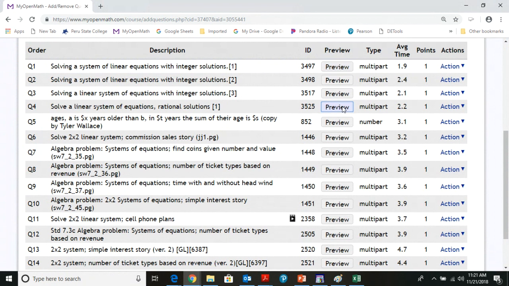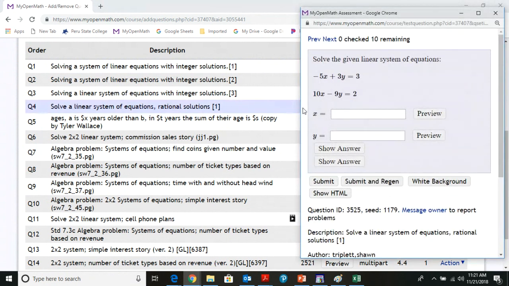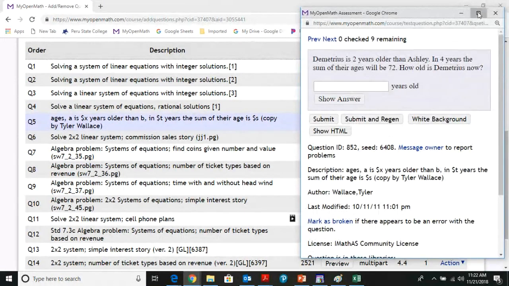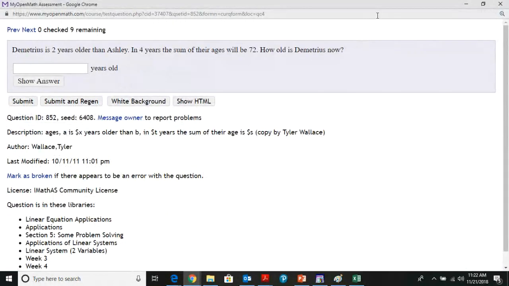This number 4, it looks like, is going to have fractions in its answer. No big deal. All right, so let's do one of the word problems. Looking at this first one, it says Demetrius is 2 years older than Ashley. In 4 years, the sum of their ages will be 72. So how old is Demetrius now?